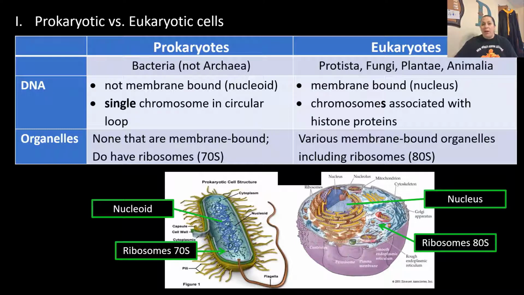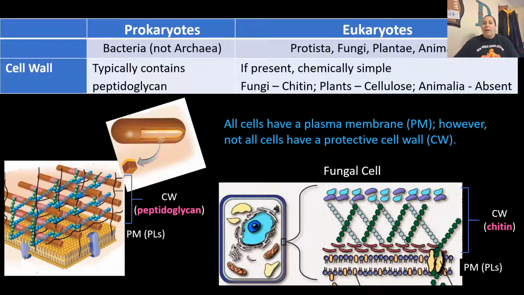When you go to eukaryotic cells, they are going to have various organelles. Now, organelles mean little organs, which means they have a lot of structures that are going to do different jobs. These are membrane bound. They also will have ribosomes, but their ribosome structure is a little different and it has an 80S structure.